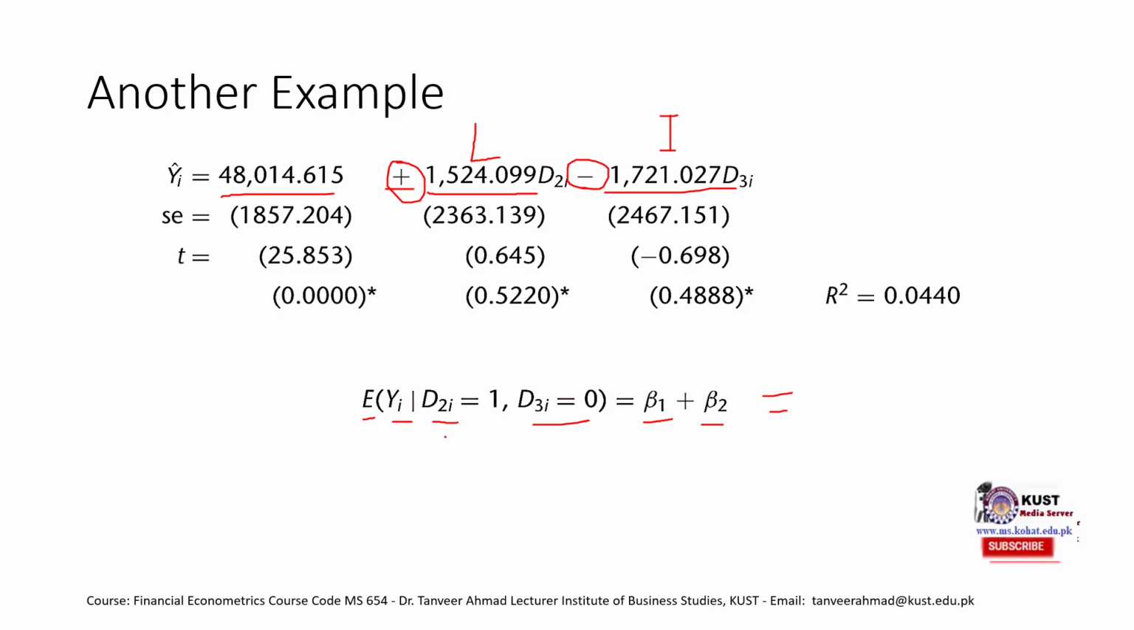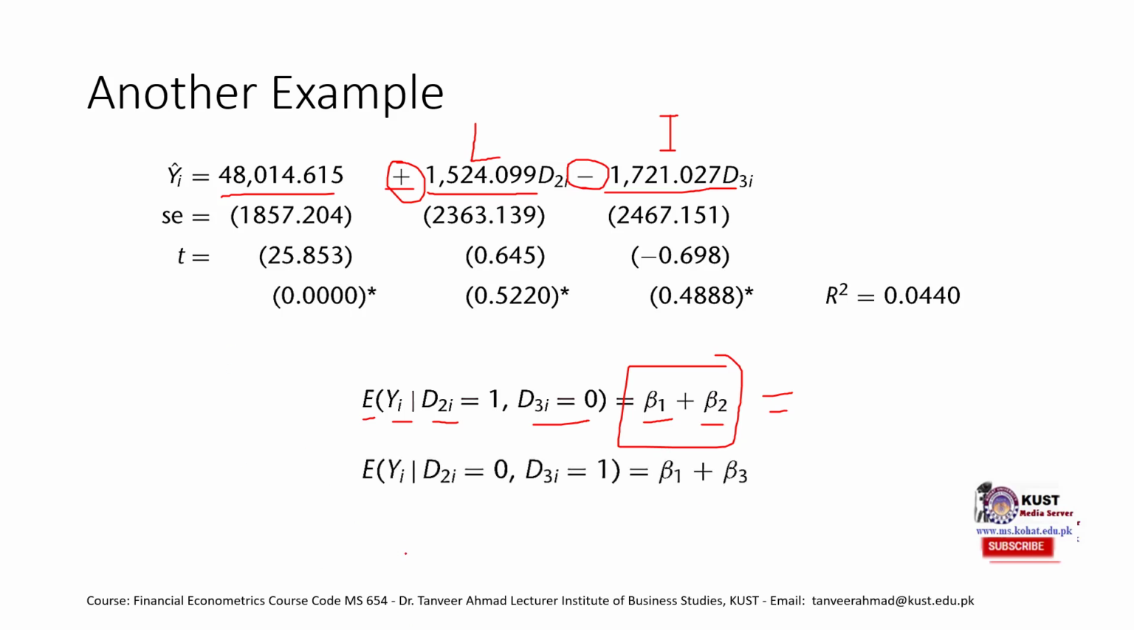Okay, so what is the expected salary of a person working in Lahore? It isn't 1524. It is the differential coefficient, right? Differential coefficient means the difference from the base category. So it isn't giving the salary, it is giving us the difference from the base category. So if we wanted to estimate the salary of a school teacher in Lahore, then it would be beta 1, which is 48,014 plus 1525. So this is how we would have it.